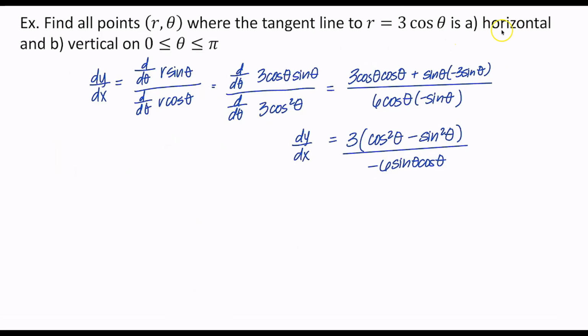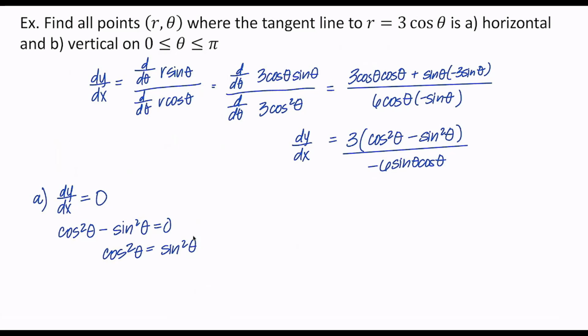Now, again, to find horizontal tangent lines, for part A, I need to find where dy/dx equals 0. And that's basically where the numerator equals 0. And so I'm going to solve where cosine squared θ minus sine squared θ equals 0. I'm not going to worry about the 3, because if that were on this side, I would just divide by 3. So we're just going to focus on this part. And I'm going to add sine squared θ to the other side. So cosine squared θ, when does that equal sine squared θ?